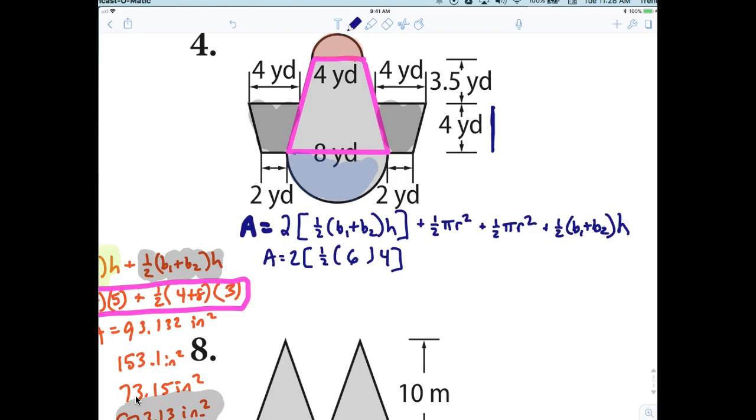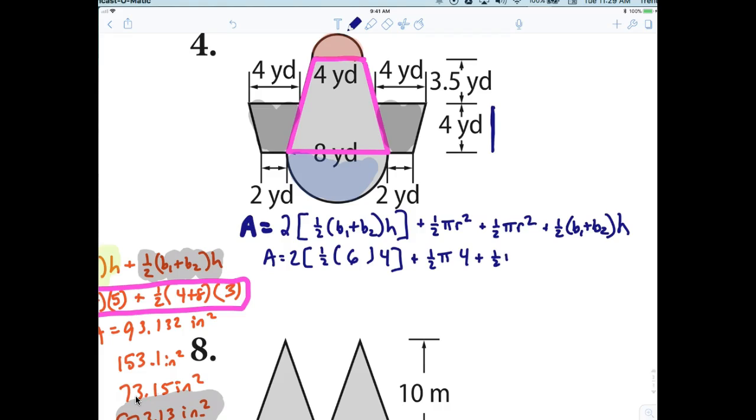Now I can close the bracket. Plus 1/2 pi. What's the radius of the small circle? Everybody agree? 2. What's 2 squared? So does everybody agree I could just put 4 there? All right.